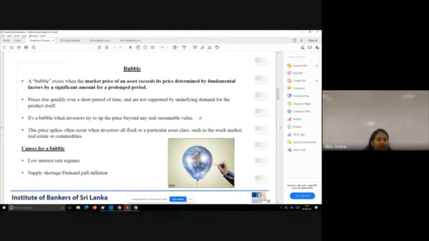The other two reasons are obviously supply shortage and demand pull inflation. When there is a sudden shortage in the market. For example, recently you will have seen the Suez Canal, there was a ship that was stuck. If you don't know, read up on that. In the Suez Canal, which is one of the important passages for international trade, a ship was stuck. If you were able to see the marine traffic at that time, a lot of ships were blocked.